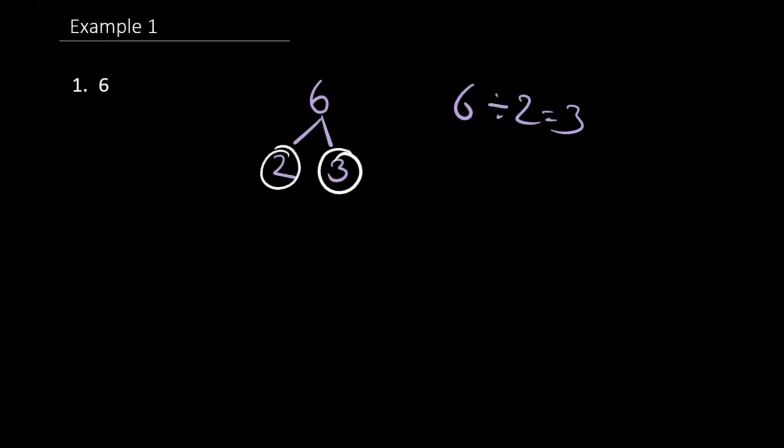Many times people think that prime numbers are any odd numbers, but that is not true. 2 is not an odd number. And also, 9 is an odd number, but it's not a prime number because 3 times 3 is 9. It's not only divisible by 9 and 1, it's divisible by 3 too. So we can't go any further. We can't break 2 and 3 down. So our answer will be 6 equals 2 times 3. Our prime factorization of 6 is 2 times 3.